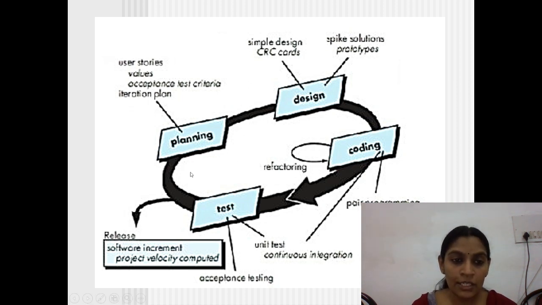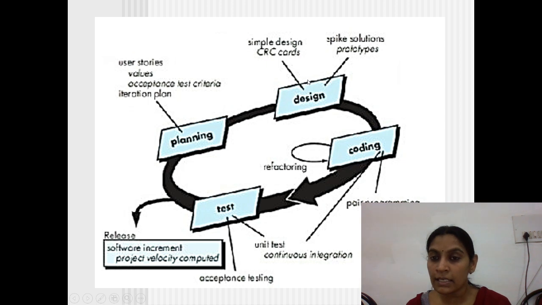This is the architecture, we can say, very suitable for extreme programming, where we start with very small planning. User stories will be taken, and those stories will be converted into deliverables. Soon after the planning, we will start with the design phase, where we have the CRC cards along with small spike solutions. Prototypes will be there.